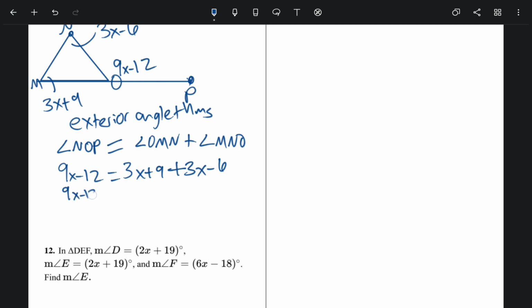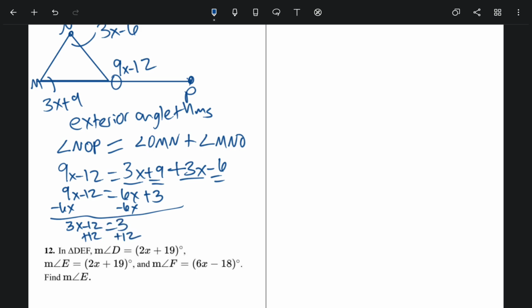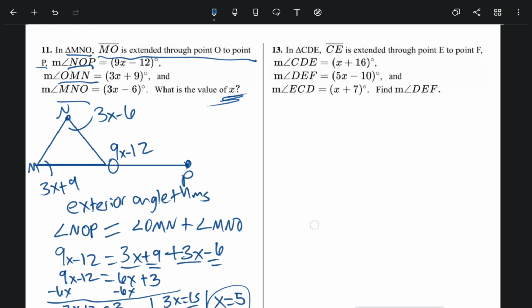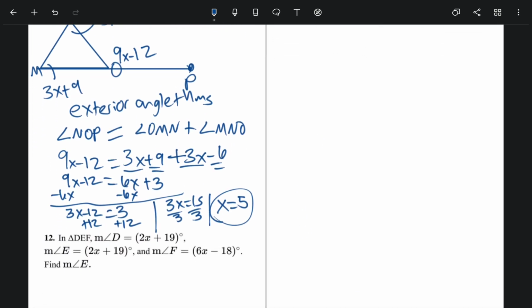Combine like terms, so 9x minus 12 equals 6x plus 3. Subtract 6x from both sides. We get 3x minus 12 equals 3. Add 12 to both sides. We get 3x equals 15. Divide both sides by 3. We get x equals 5. And that is all the question was asking for, so you are done at this point.